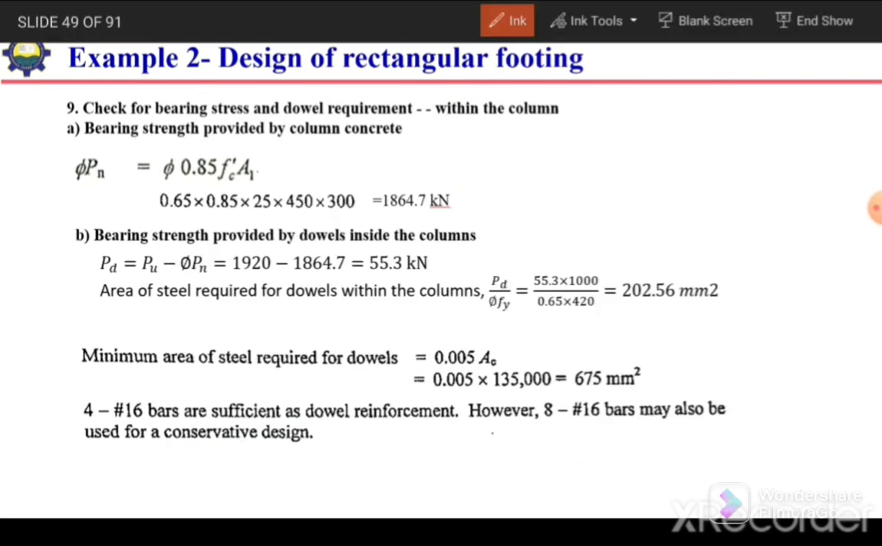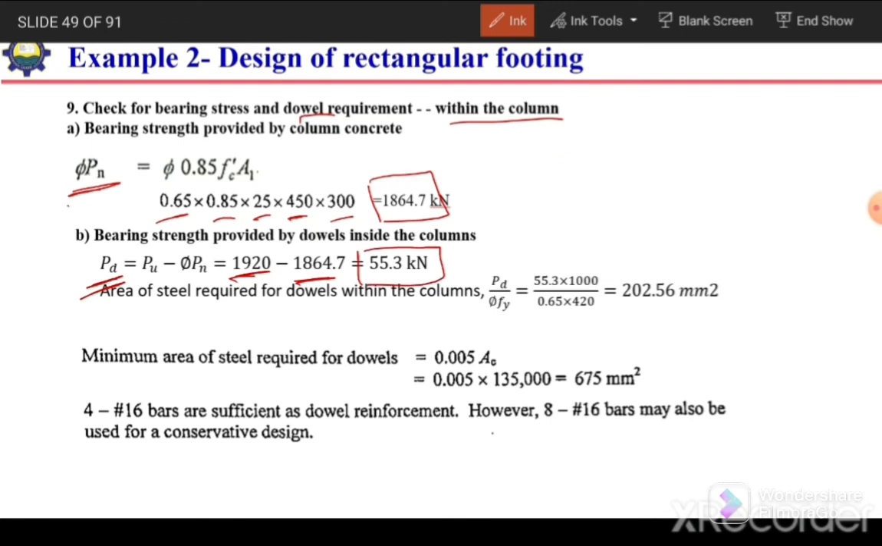So the next is we need to check for the bearing stress and dowel reinforcement within the column. So for that we need to check how much resistance will be provided by the column concrete. So that is phi 0.85 Fc prime A1. So phi is 0.65 in case of bearing, 0.85 Fc prime, and A is 450 by 300. So it comes out to be 1864.7 kilonewton. And then we need to check how much load will be resisted by the dowel reinforcement, that is Pu minus phi Pn. So it is 1920 minus 1864, so 55.3 kilonewton load will be resisted by the dowel reinforcement.